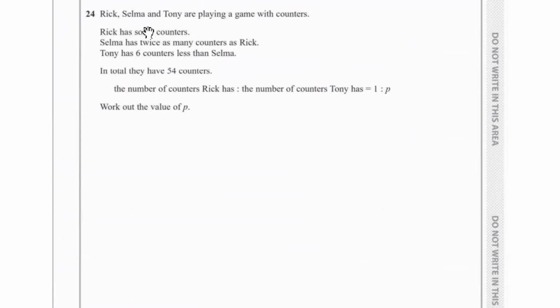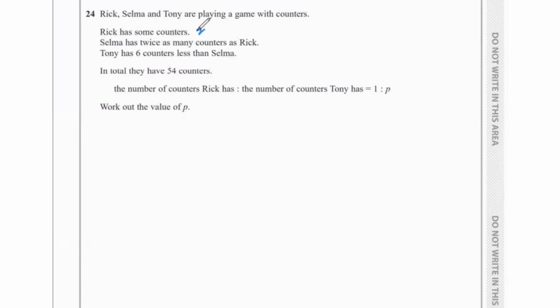This question says that Rick, Selma, and Tony are playing a game with counters. Rick has some counters. Selma has twice as many counters as Rick, and Tony has 6 counters less than Selma. In total, they have 54 counters. The number of counters Rick has to the number of counters Tony has is 1 is to P. Work out the value of P.